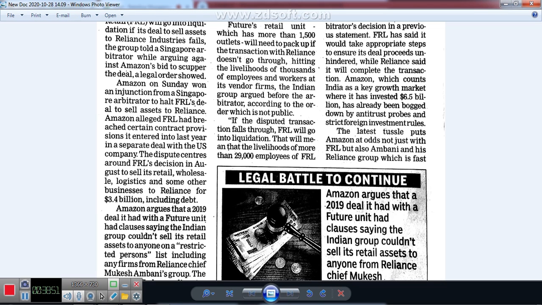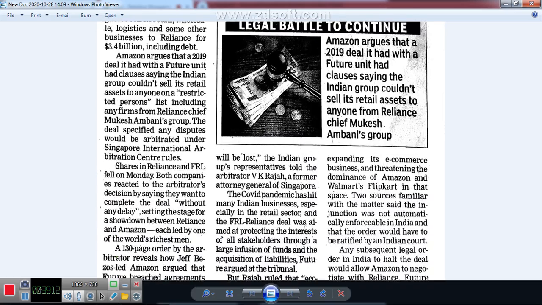Now they are presenting this to the arbitrator: if the company closes, about 29,000 employees will go jobless. They are considering this on a humanitarian basis. If the disrupted transaction falls through, Future Retail Limited will go into liquidation. That will mean that the livelihoods of more than 29,000 employees of Future Retail Limited will be lost.